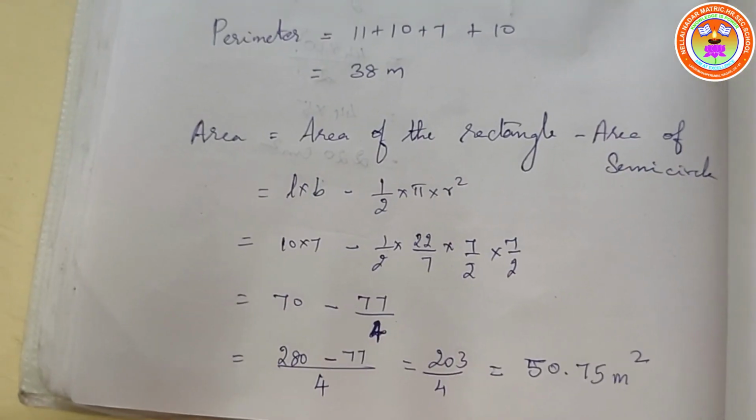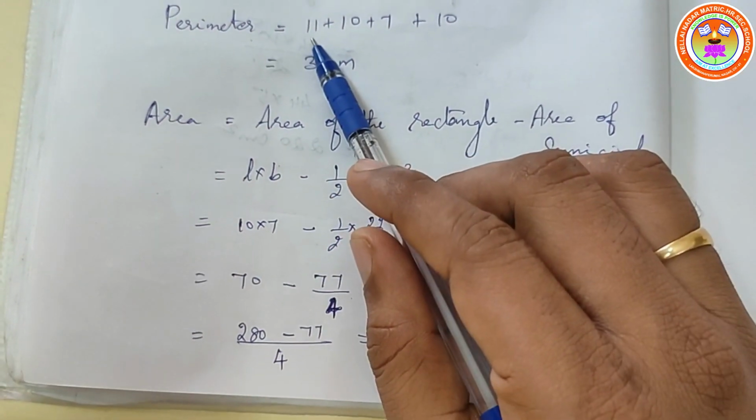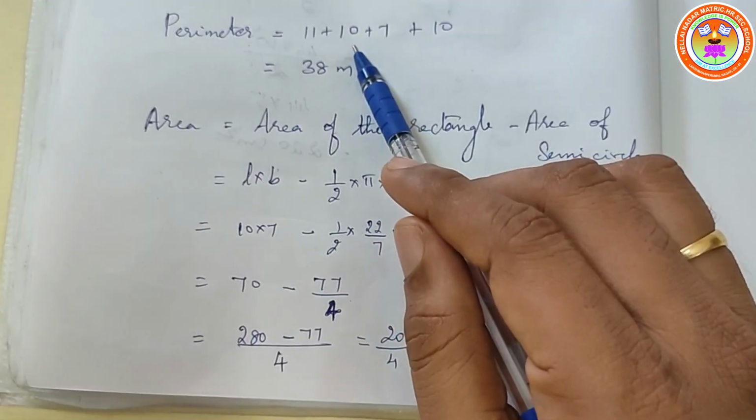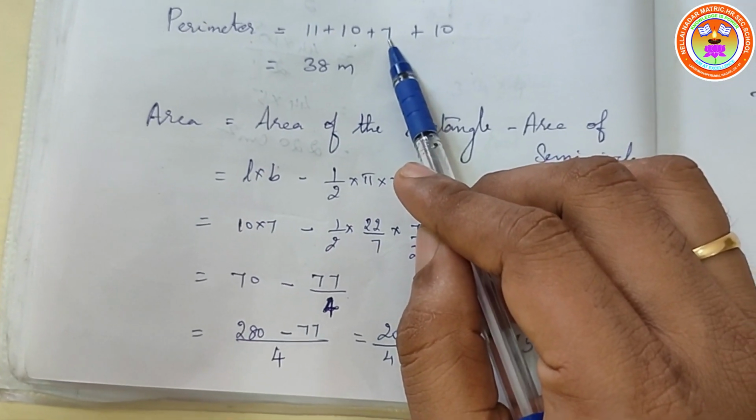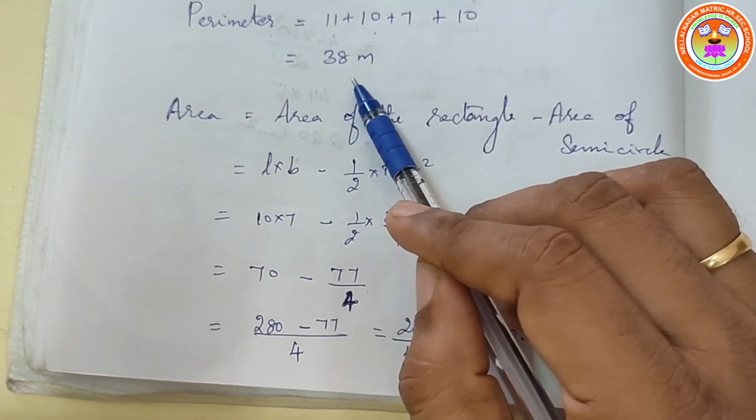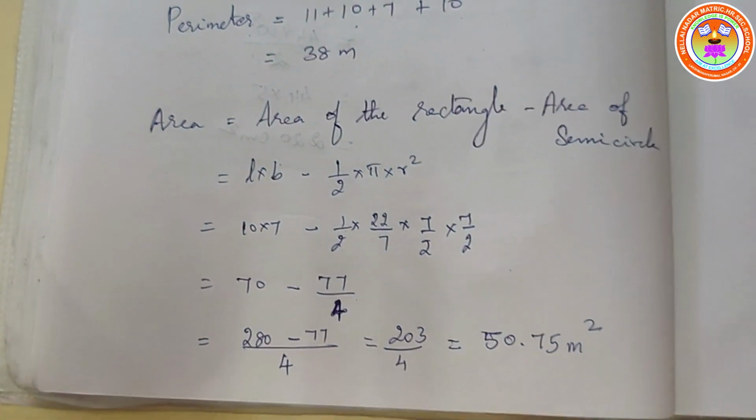Now next we are going to see the perimeter. The arc is 11, plus 10 on one side, another side also 10, and the opposite side is 7. If you add all of these, we will get 38 meter as the perimeter of that shape.